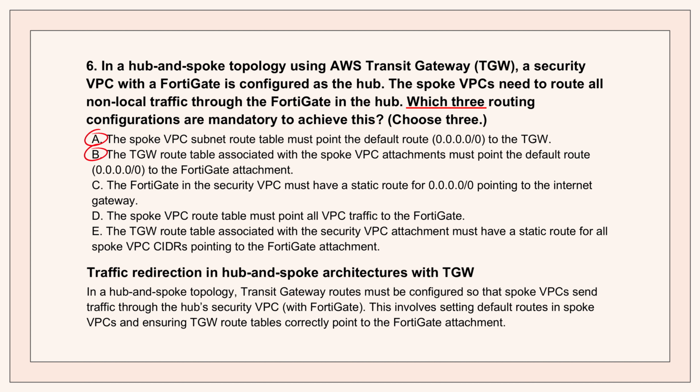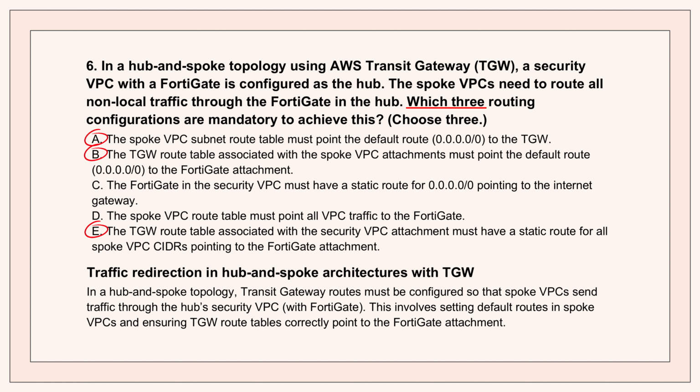Right. And finally, step 3, and this is crucial for the return path. The TGW route table associated with the security VPC attachment, where the FortiGate lives, must have static routes for all the spoke VPC CIDR blocks, and these routes must point back to the FortiGate attachment. Think about it. After the FortiGate inspects the traffic, maybe allows it, it needs to send the response back to the original spoke VPC. This route table tells the TGW, if traffic is destined for a spoke VPC's address range, send it via the FortiGate attachment, which knows how to route it back there. Without this, return traffic just gets lost. So the TGW needs routes back to the spokes via the FortiGate. Precisely.